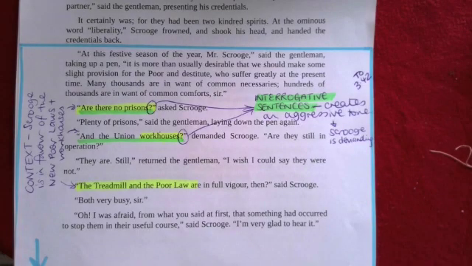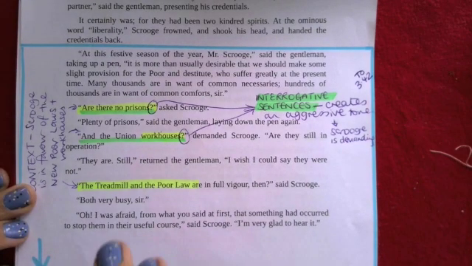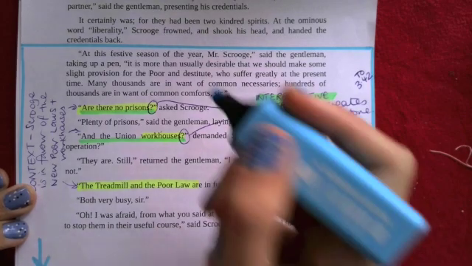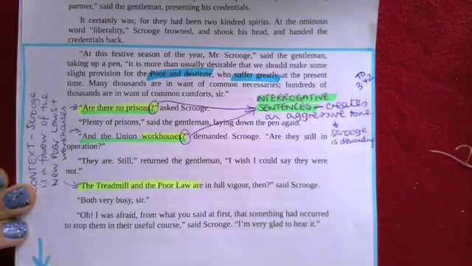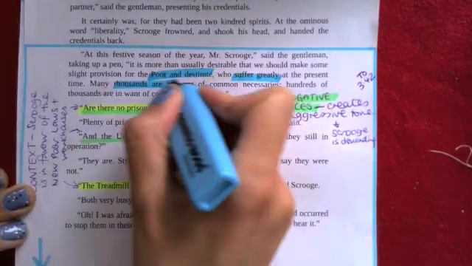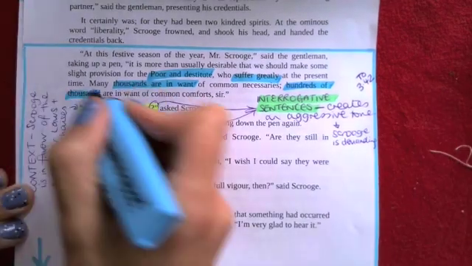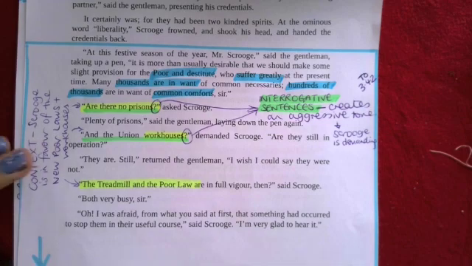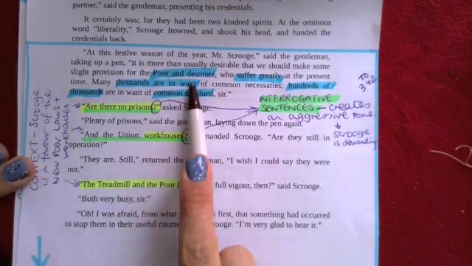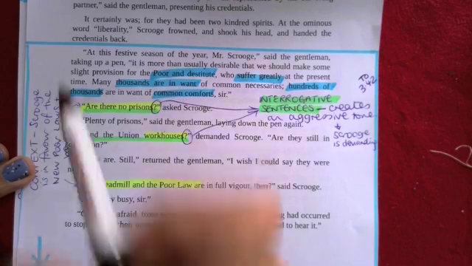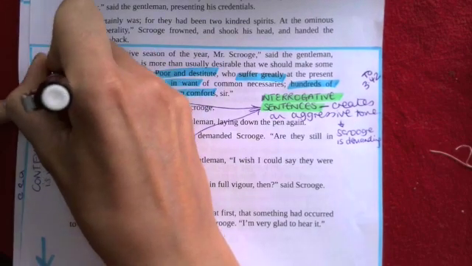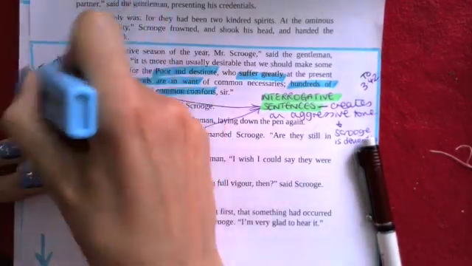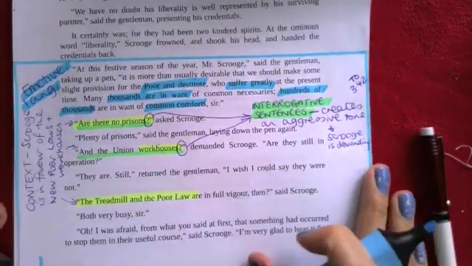Year 10. So let's go through the extract and see which quotes you could have picked out. I would first of all look at the gentleman. Thousands are in want, hundreds of thousands. Okay, so what I would say connects poor and destitute, suffer greatly, thousands are in want, hundreds of thousands, and common comforts, is that I think he uses emotive language. So I'm just going to pop here "emotive lang." So that is all I'm going to say about those things.